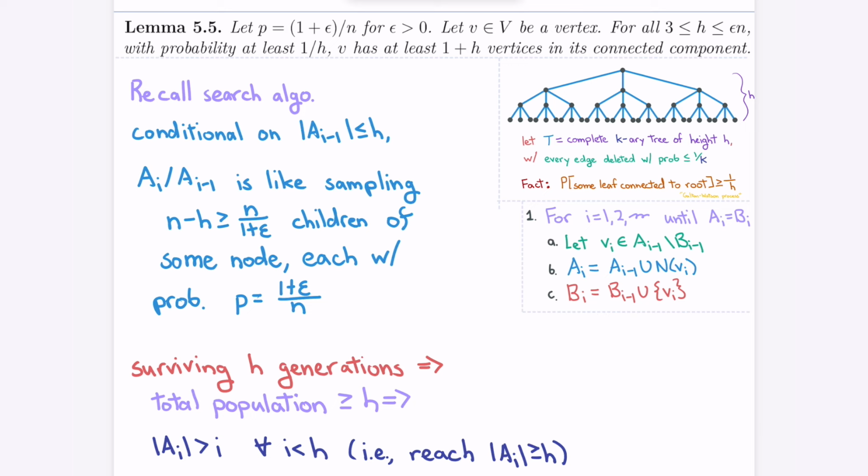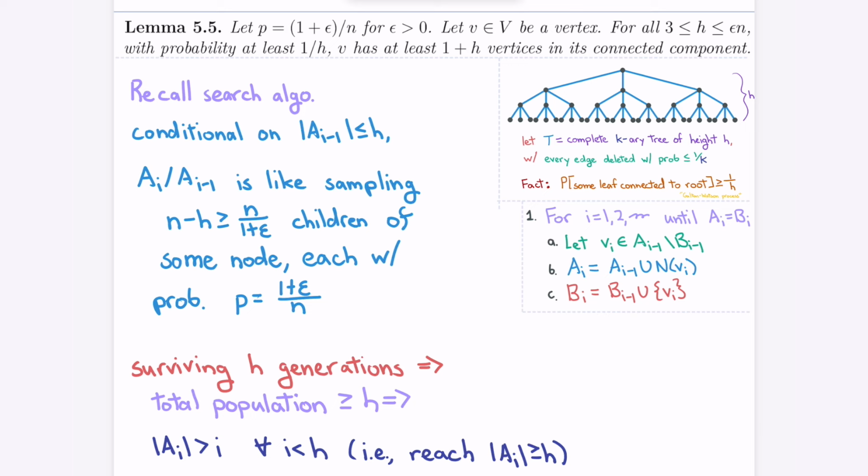So if I'm at like A10, and I don't have h children yet, I'm at round 10, then I'm sampling out of n minus h, which is still pretty close to n. It's at least n over 1 plus epsilon. And if I'm sampling with probability 1 plus epsilon over n, I'm expecting to get at least 1 vertex.